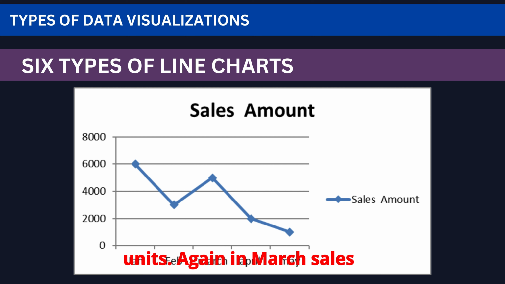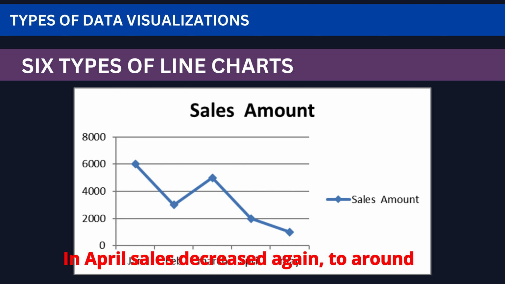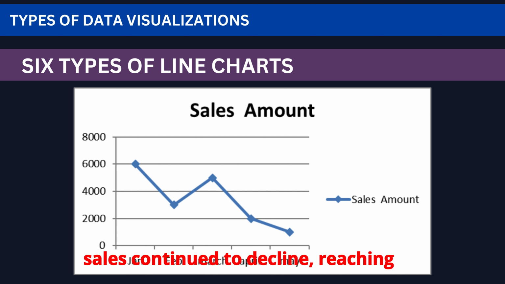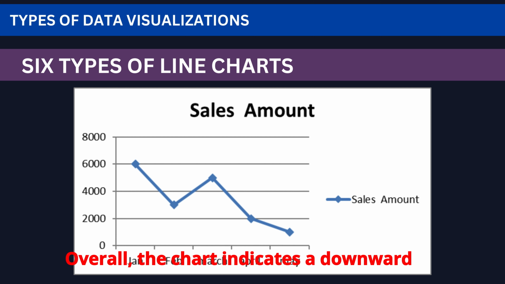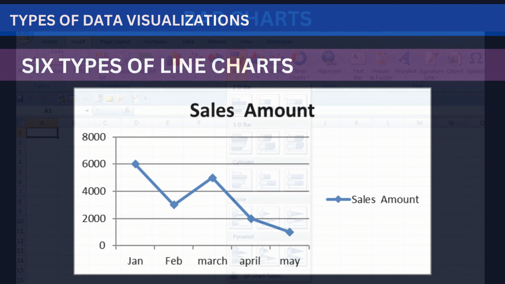Again in March sales increased slightly to around 5,000 units. In April sales decreased again, to around 3,000 units. In May, sales continued to decline, reaching around 1,000 units. Overall, the chart indicates a downward trend in sales over these 5 months.